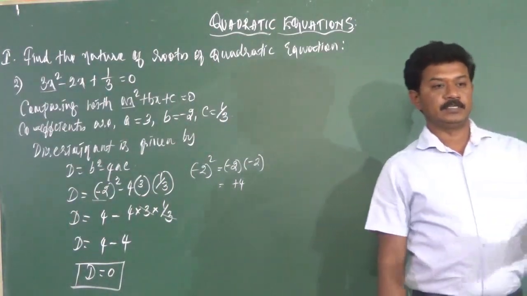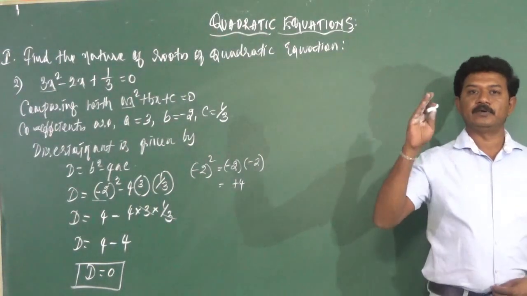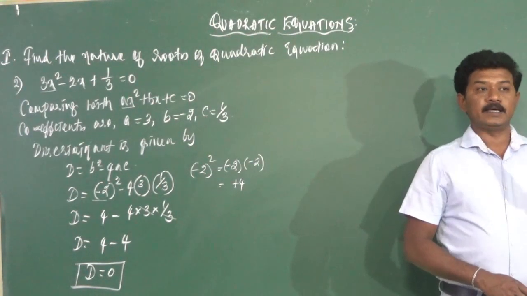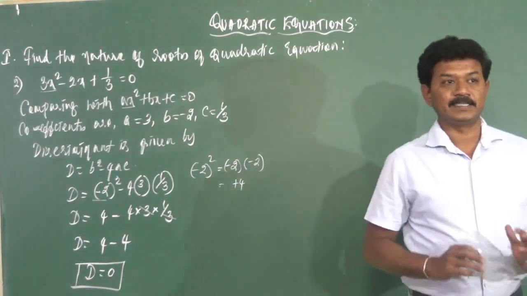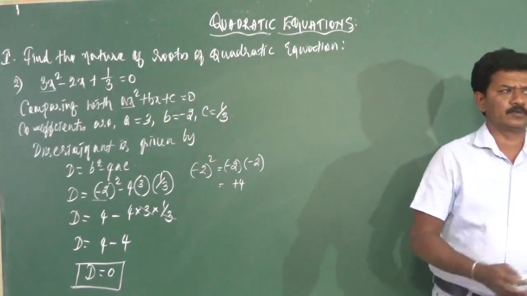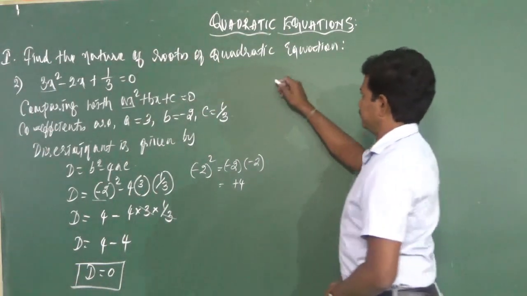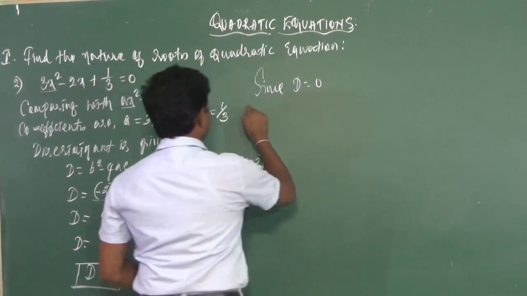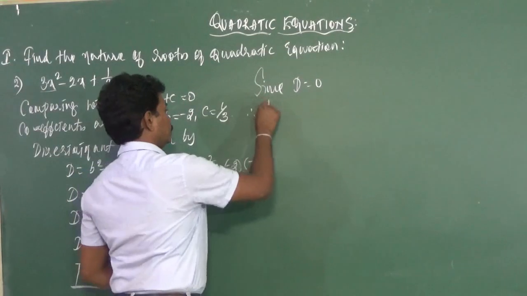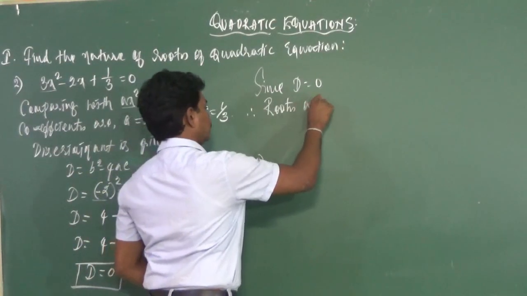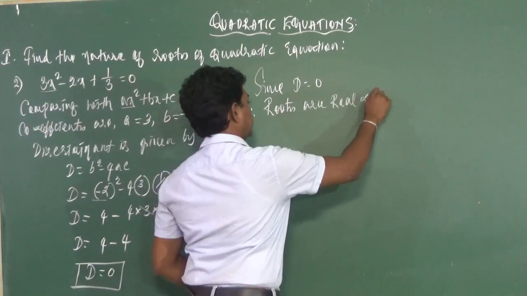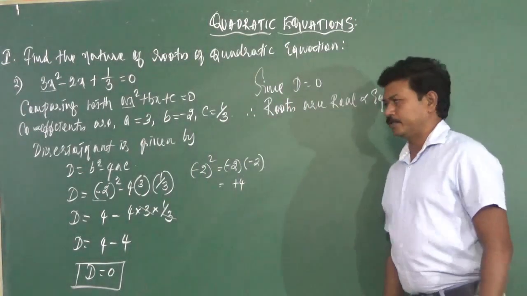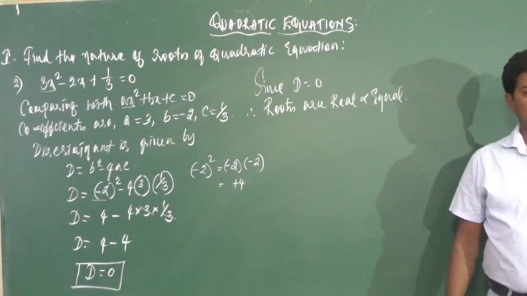According to the conclusions on the nature of the roots, if the discriminant value is equal to 0, then the roots are real and equal. Please don't use the word distinct; distinct doesn't apply here, because both roots are the same. So since D is equal to 0, the roots are real and equal. With this problem I will take an opportunity to give you a note regarding this.